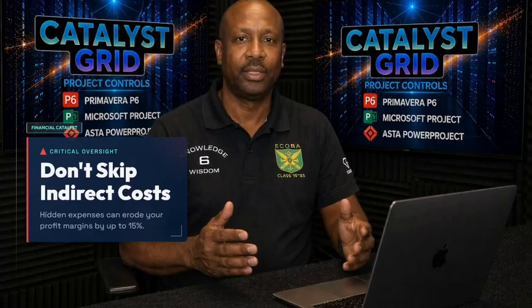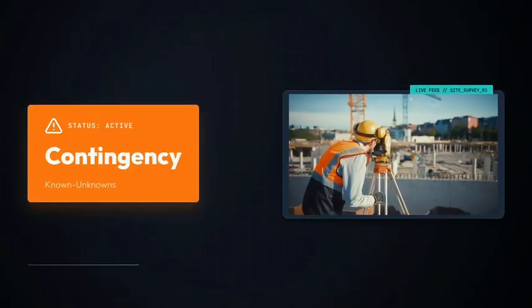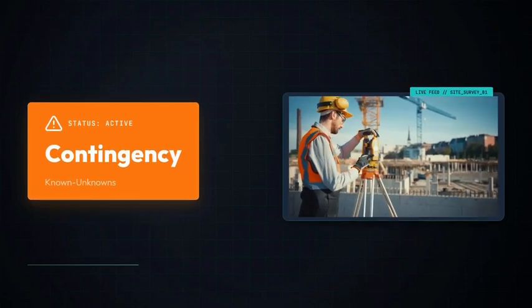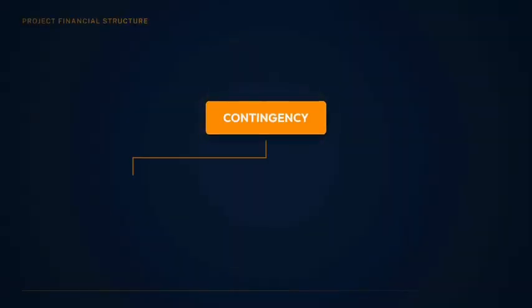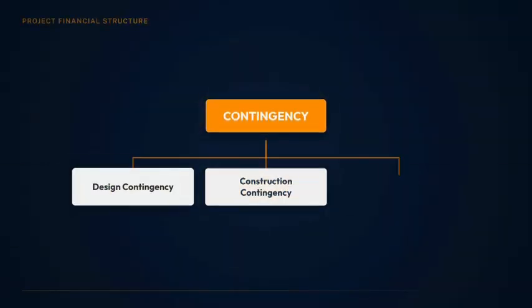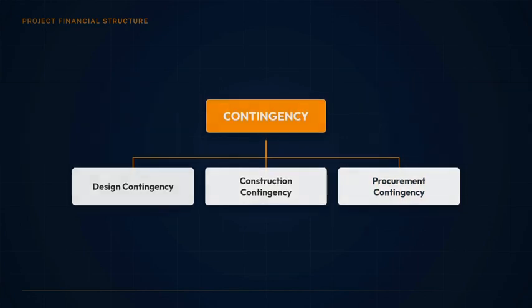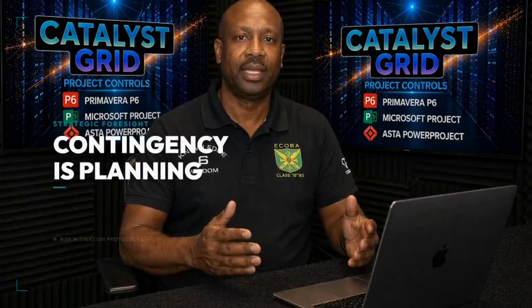Now for bucket 3, contingency. This is money you set aside for risks you know are out there. The known unknowns, design changes, construction surprises, procurement hiccups. You can't predict exactly which one will hit, but you know something will, so you budget for it in advance. On the tree, that's design, construction, and procurement. Contingency isn't padding, it's planning.